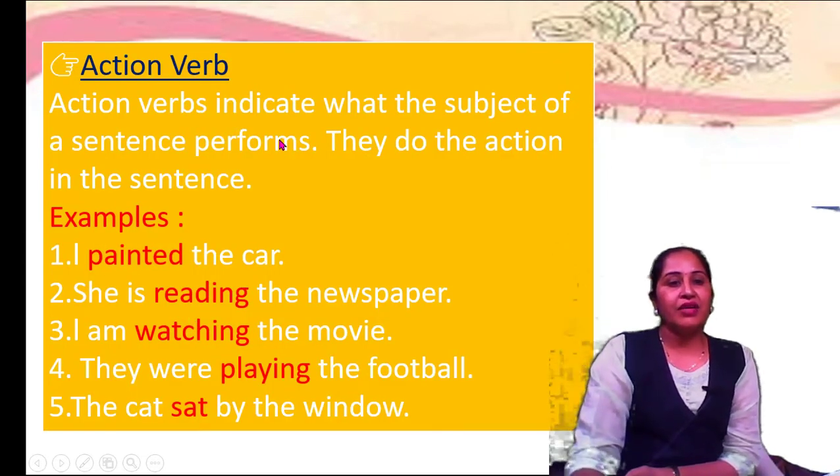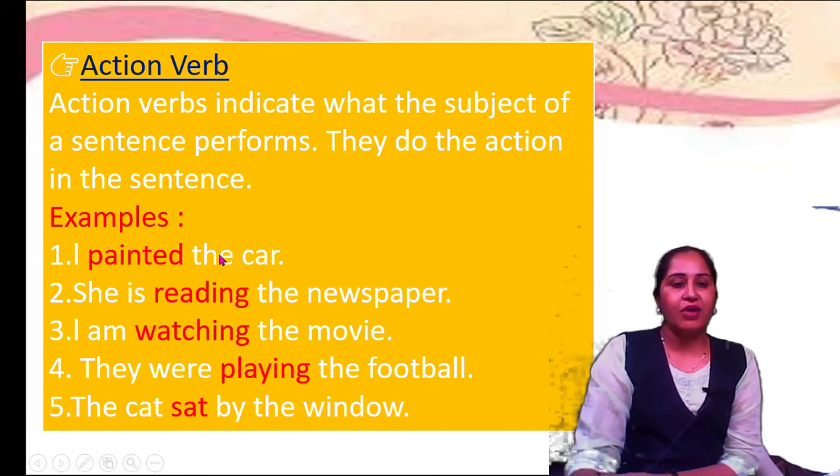Action verbs indicate what the subject of a sentence performs. For example, I painted the car. I is the subject, painted is the action verb. She is reading the newspaper. She is the subject, reading is the verb. I am watching the movie. I am is the subject, watching is the action verb. They were playing the football. They were is the subject, playing is the action verb.